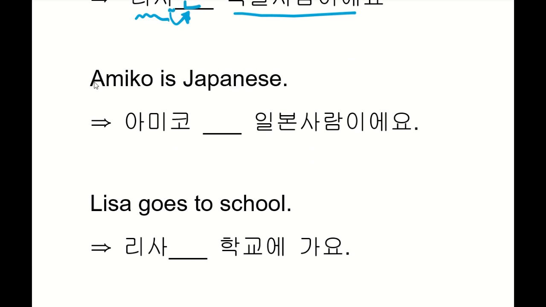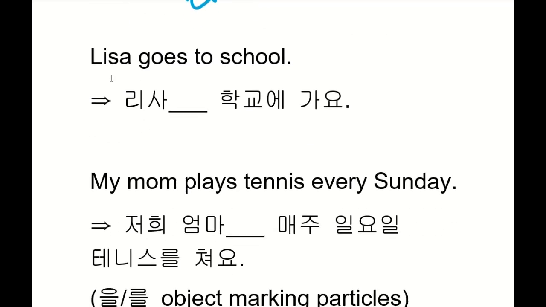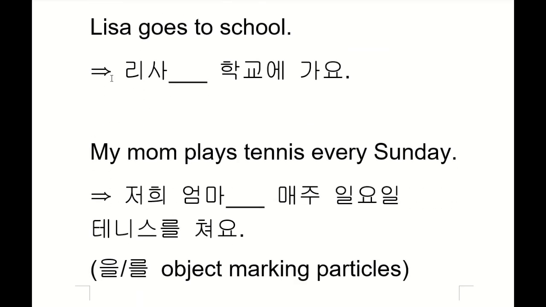Amico is Japanese. 아미코 일본 사람이에요. Is it 은 or 는 here? It's 는, right? Because it also ends with a vowel. So 는. 아미코는 일본 사람이에요. Lisa goes to school. Lisa 학교에 가요.